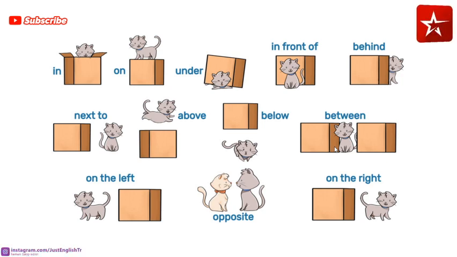Opposite, karşı karşıya. The cats are opposite to each other, right? And the last one, on the right. Sağında, on the right, sağ tarafında, on the right side of the box, okay? The cat is on the right side of the box. Great. So, this one is about the prepositions of place.